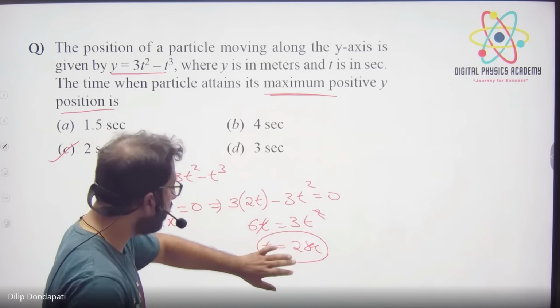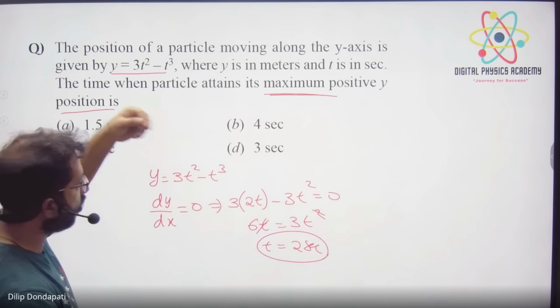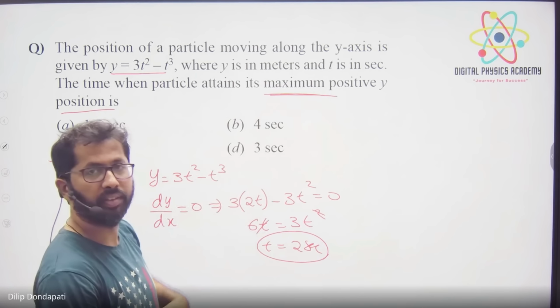At this point, it is definitely the maximum. Again, no need of checking maximum or minimum by second differentiation, since he told us directly that it is maximum. T equals 2 seconds only, right? Yes, okay. T equals 2 seconds.